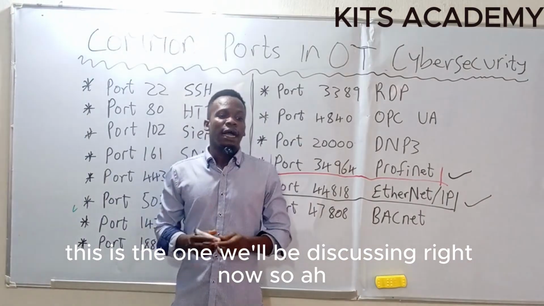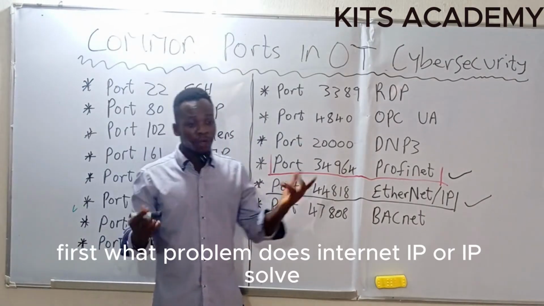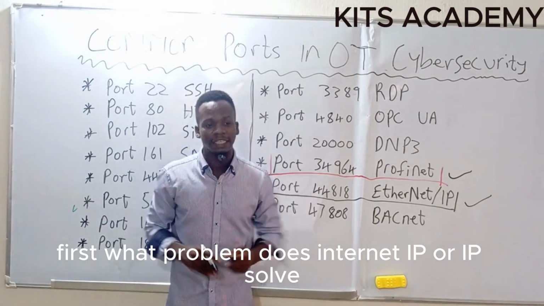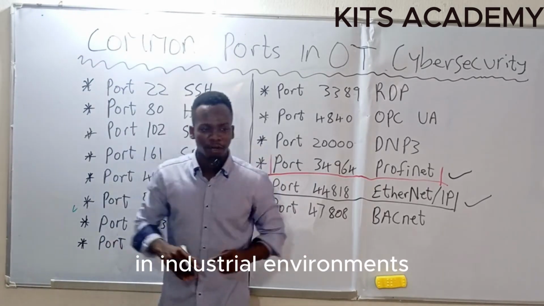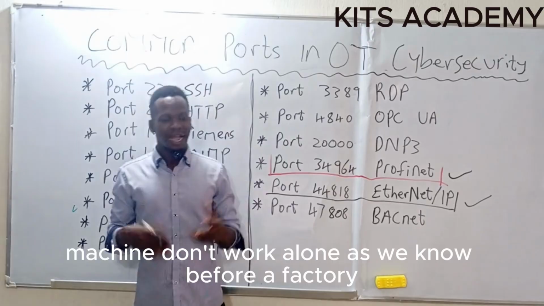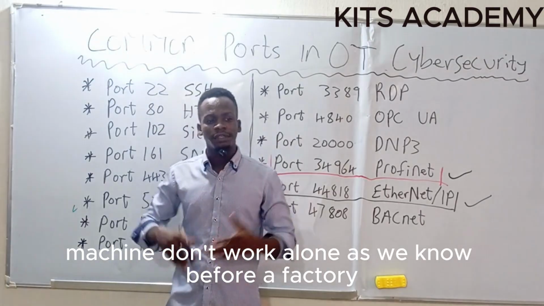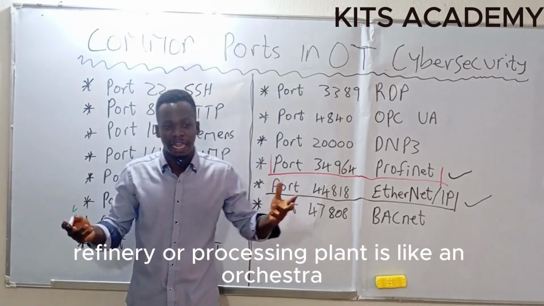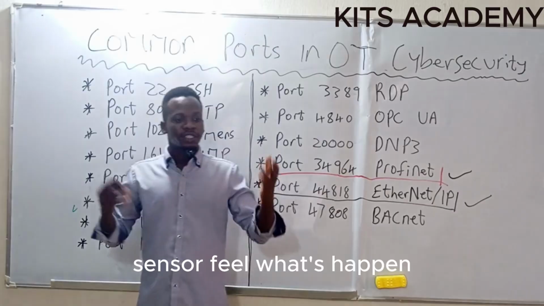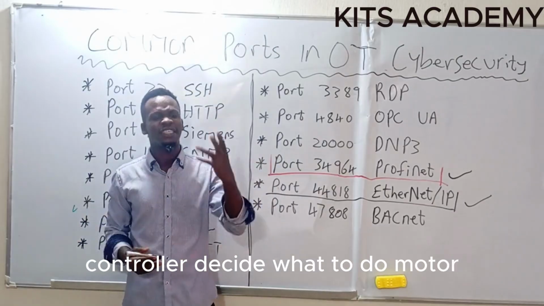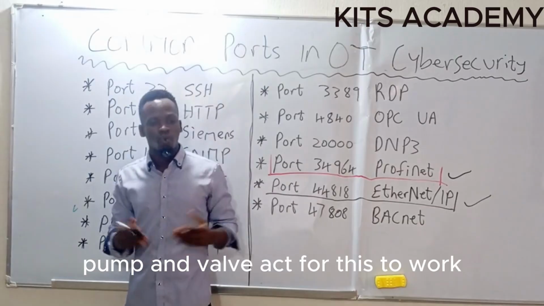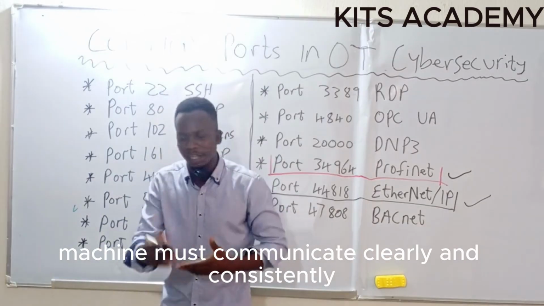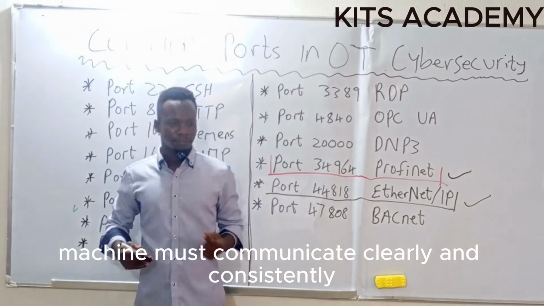So, first, what problem does EtherNet/IP solve? In industrial environments, machines don't work alone, as we know before. A factory, refinery, or processing plant is like an orchestra. Sensors feel what's happening, controllers decide what to do, motors, pumps, and valves act. For this to work, machines must communicate clearly and consistently.